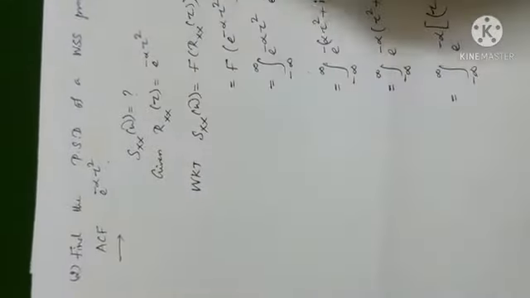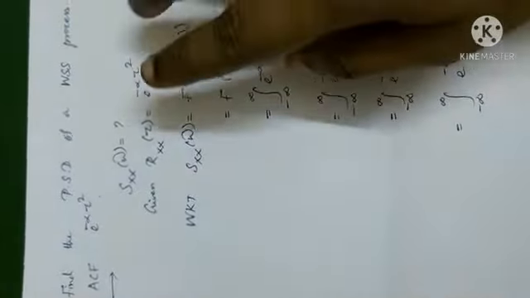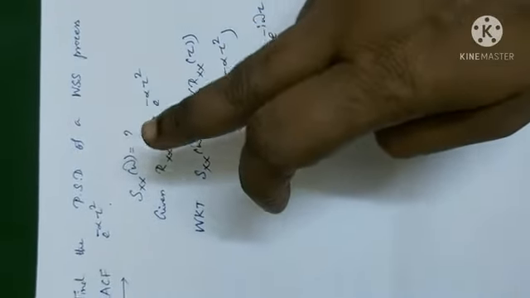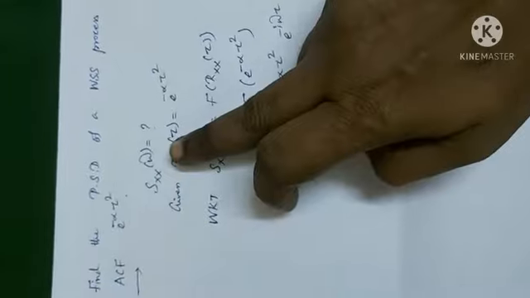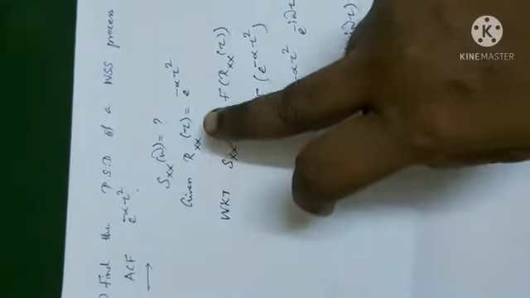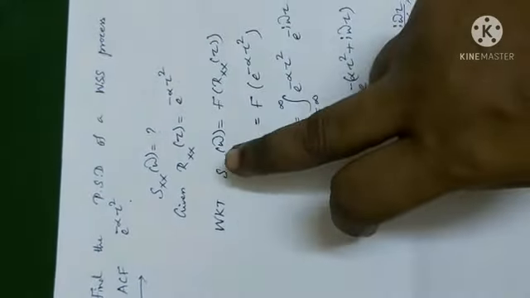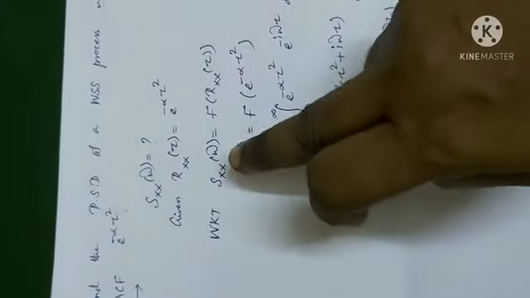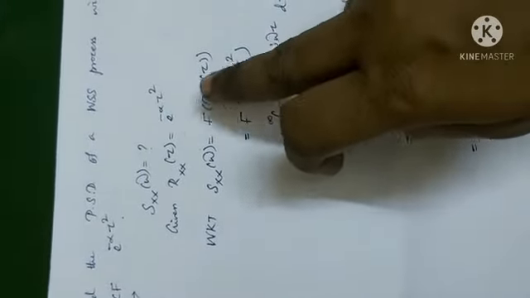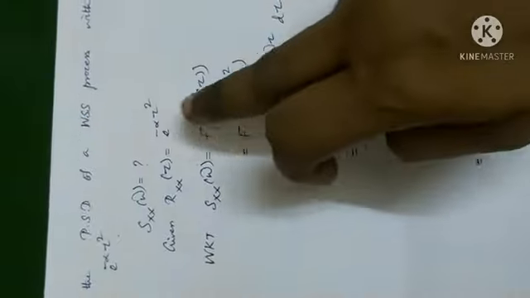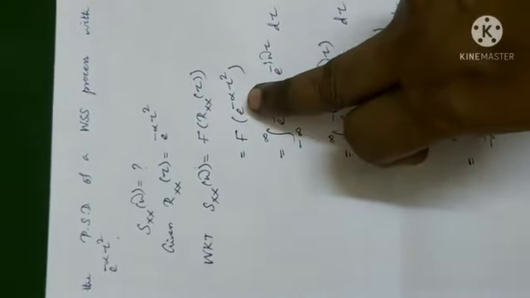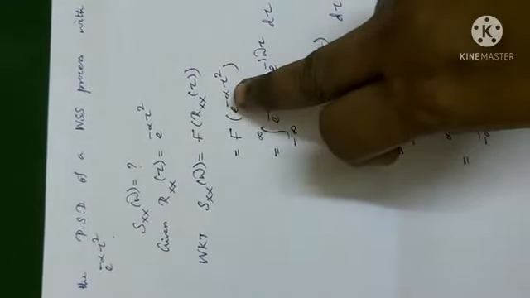Hello students. Let us see the next problem. Find the PSD, power spectral density, that is Sxx of omega, when the autocorrelation function is given. To find it, we know the relationship: Sxx of omega is the Fourier transform of Rxx of tau. Rxx of tau is given. You go through the formula list, there is no formula available.